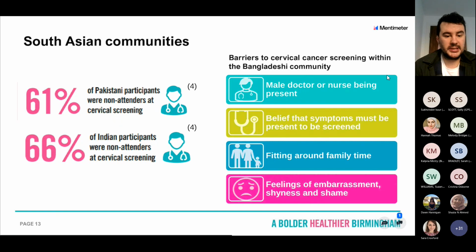In terms of South Asian communities, again, rates are lower. 61% of Pakistani participants were non-attenders at cervical cancer screening, 66% when we're looking at Indian participants. The Bangladeshi community health profile has discussed some of the barriers to cervical cancer screening. There being a barrier with a male doctor or nurse being present can be something that stops Bangladeshi women from wanting to attend cervical cancer screening. There also is the belief that symptoms must be present to be screened, fitting around family time and feelings of embarrassment, shyness, and shame. Next slide, please.